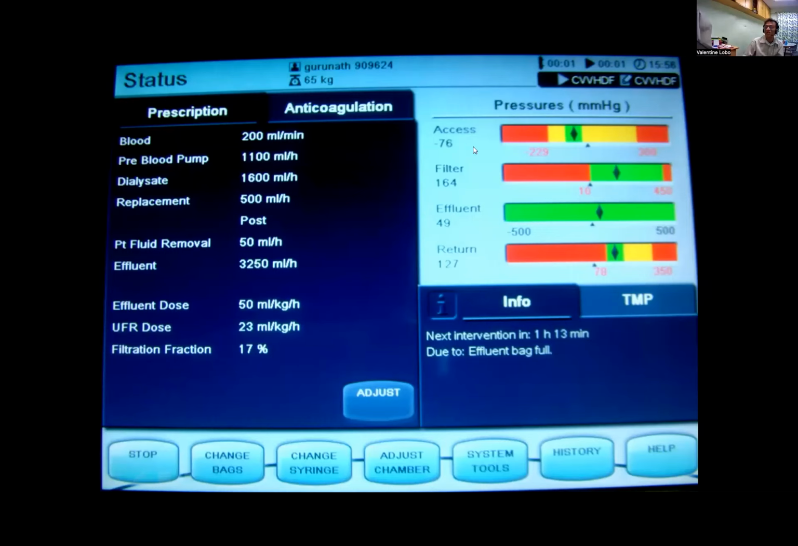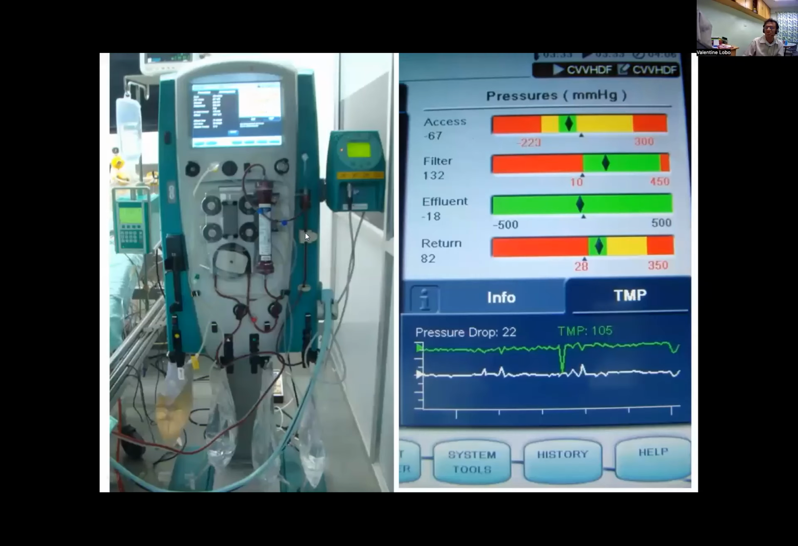So what we will get on our machines are 4 measured pressures: an access pressure, a filter pressure, an effluent pressure, and a return pressure. And the machine does that with the help of these pressure pods. So this here, before the blood pump, is the access pressure pod. After the blood pump is the filter pressure pod. On the other side here, where we would normally have an air bubble trap, we have a return pressure bubble chamber, and this is the effluent pressure pod. And as we can see, that is what gives us these 4 pressures.